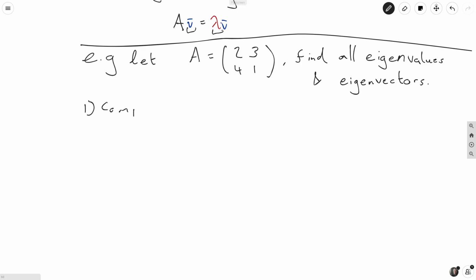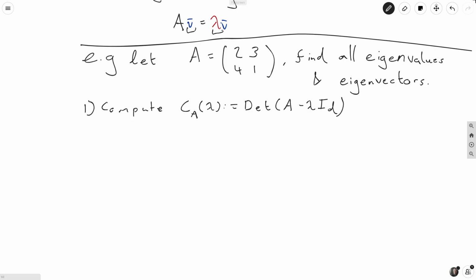So we compute C_A of lambda, which is defined to be equal to the determinant of A minus lambda times the identity. So this is going to be some function depending on lambda. But we work it out in general.